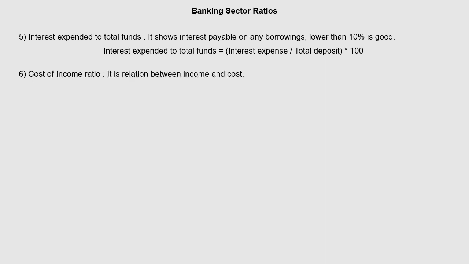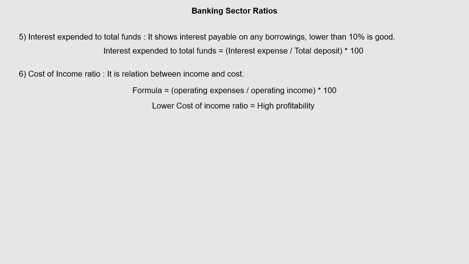Cost of income ratio. It is the relation between income and cost. Formula is operating expenses by operating income, into 100. Operating expenses include expenses related to employees, rent, etc. And operating income is equal to interest earned minus interest expenses plus other income. A lower cost of income ratio shows higher profitability.